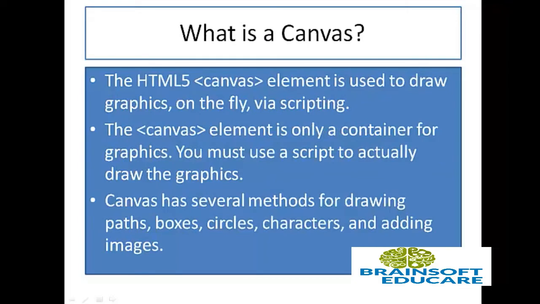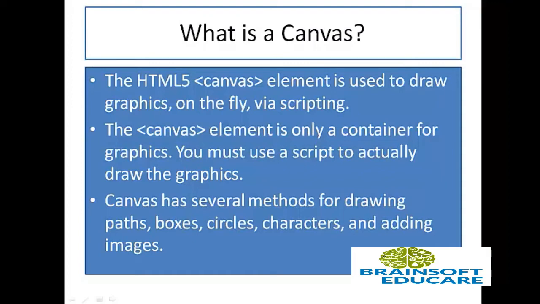So what is a canvas? The HTML5 canvas element is used to draw graphics via scripting. The canvas element is only a container for the graphics. As we have mentioned, you must use a script to actually draw the graphics. So here in our case, the scripting language that we use is JavaScript, which is a client-side language. Canvas has several methods for drawing paths, boxes, circles, characters, and adding images.